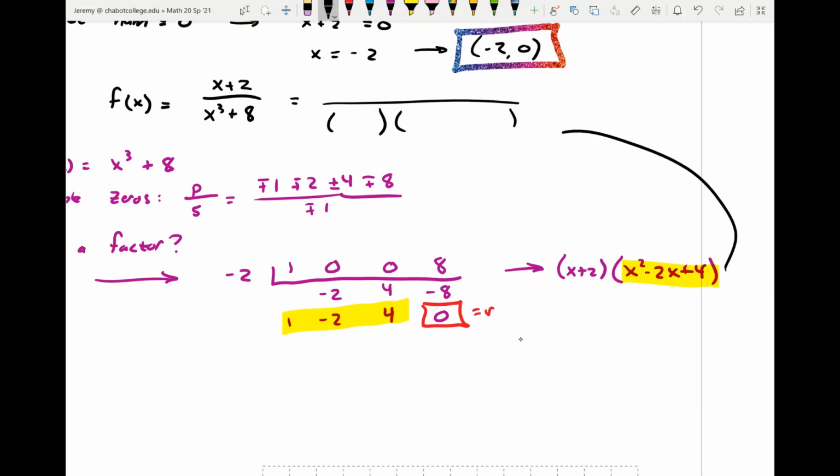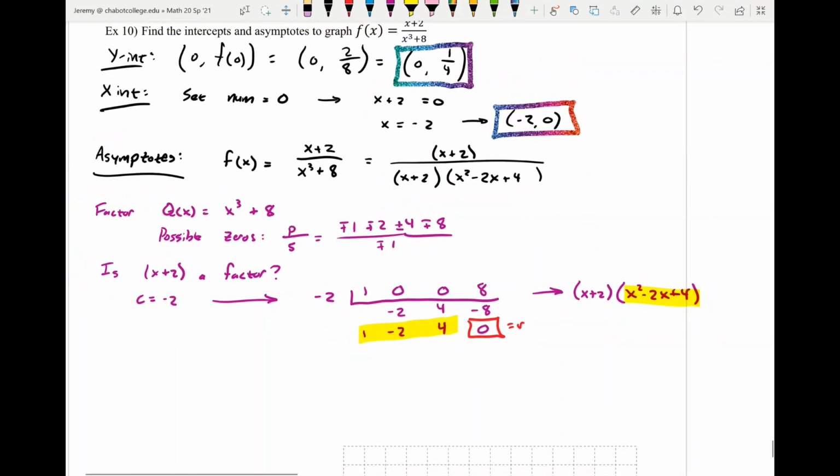So anyway, some people just have the sum of two cubes formula memorized. I don't. I always end up doing this. But so this factors to x plus 2 times x squared minus 2x plus 4. And this creates a pretty interesting little scenario because, look, we have a common factor in the numerator and denominator, which is x plus 2.